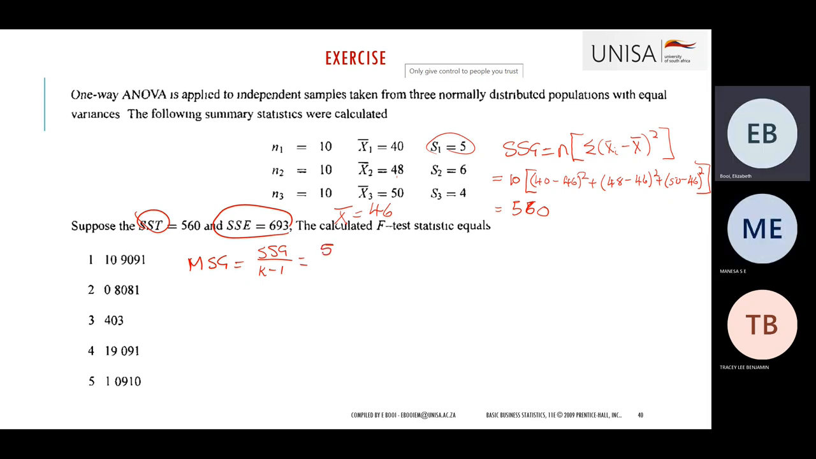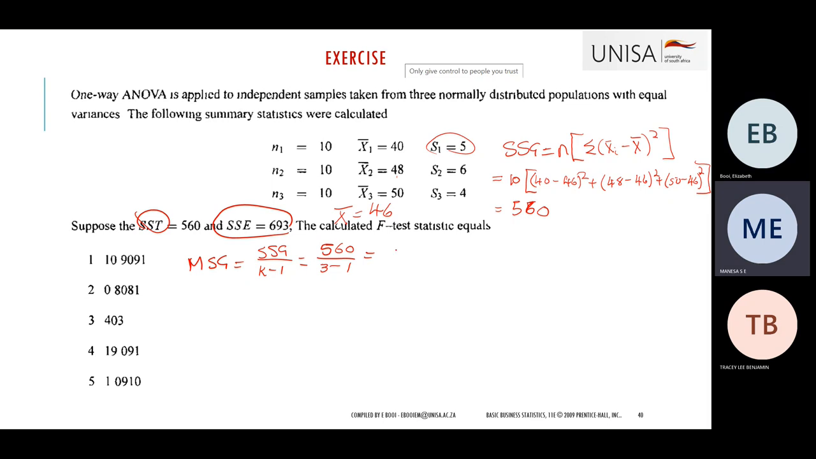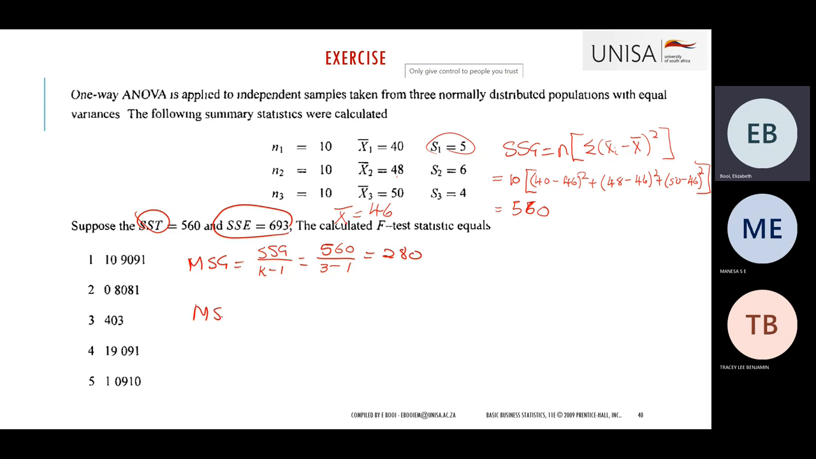So our SSG is 560 divided by our groups. There are three, so 3 minus 1. And what is 560 divided by 2? It's 280. That will be 280. And we can do the same with MSE.